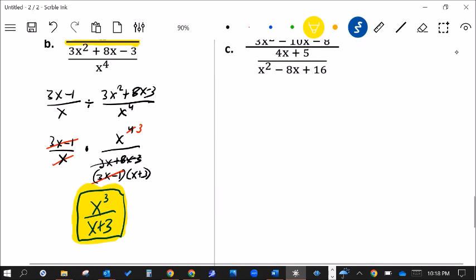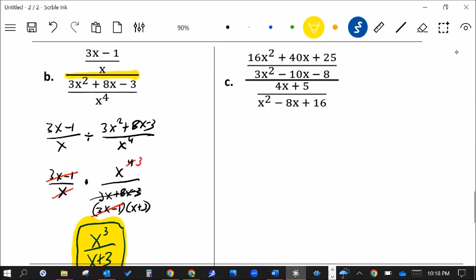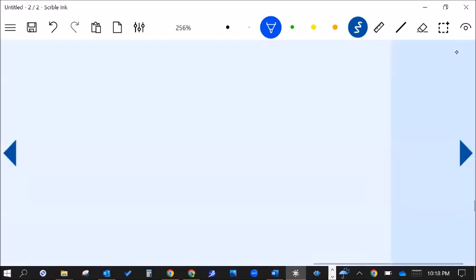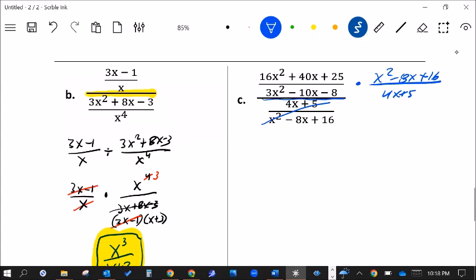The next problem is the same concept, it's just going to be more factoring. Okay, so now I can see that this would be dividing, but if I make it multiplying, I would multiply times the reciprocal of this, x squared minus 8x plus 16 over 4x plus 5. So now I no longer need that there. I was dividing by that, and now I'm multiplying by the reciprocal. So now what I'm going to do is factor those things.